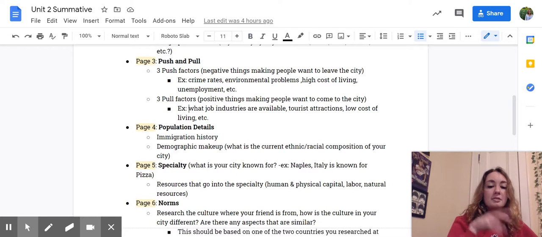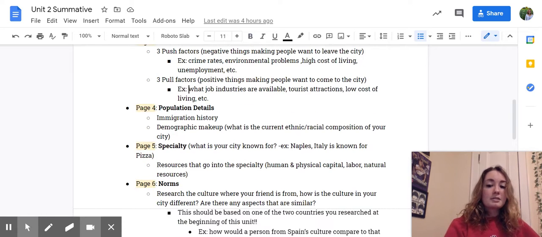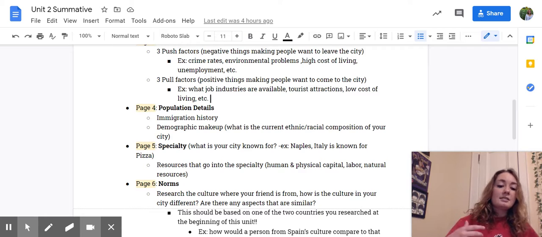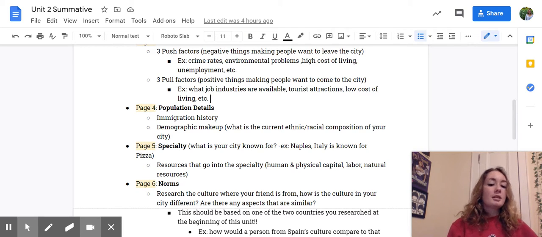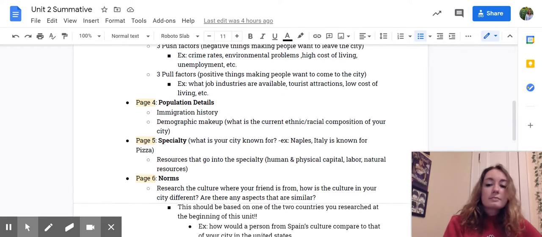3 pull factors, so things that bring people to your city. So what are some good things that are some pros about your city? So maybe there's certain jobs, like if you're in California, you might have a lot of tech jobs or something in Silicon Valley. Tourist attractions, low cost of living, maybe the weather could be. But you need to give specific evidence. So you can't just say, the weather's nice here. You should cite evidence that says the average temperature in Tallahassee is 75 degrees.